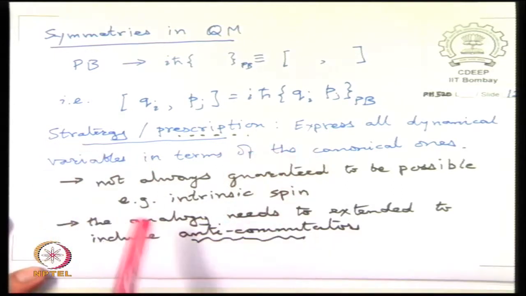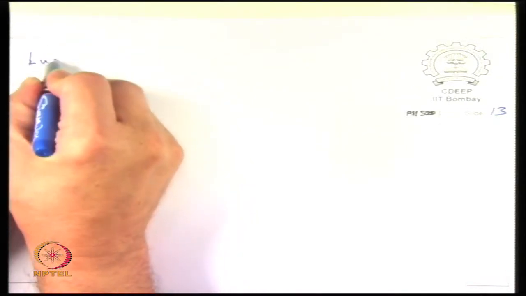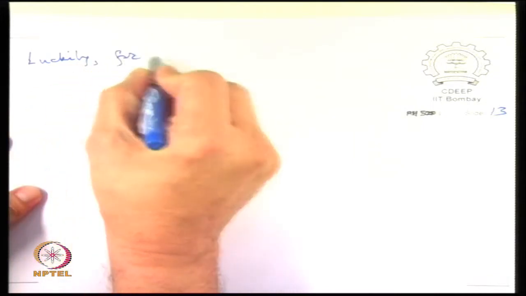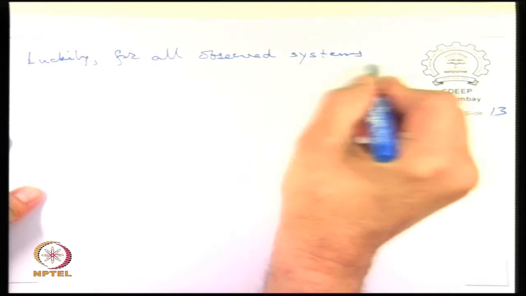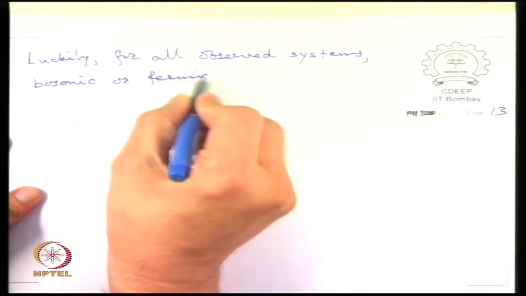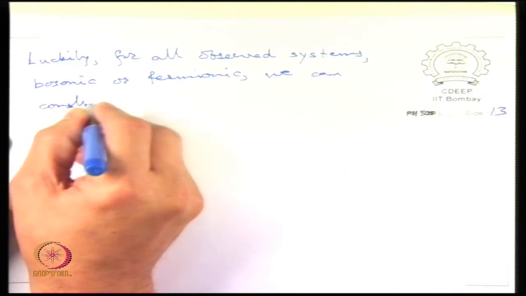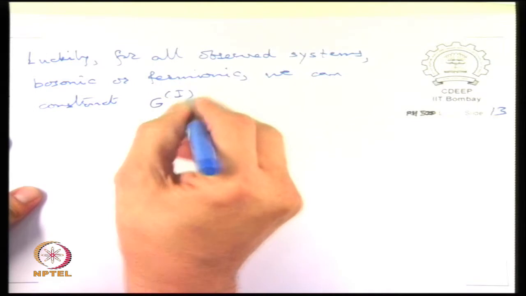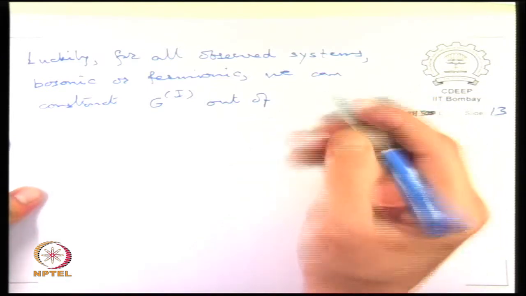But the core strategy, to the extent this is possible, we can, bosonic or fermionic, we can construct Gi out of the canonical variables which may be either bosonic or fermionic.